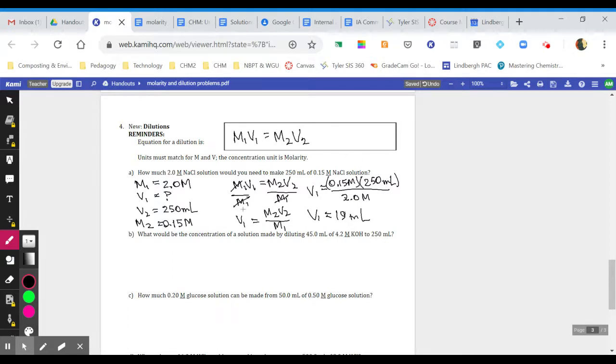So again, these equations are a little familiar, just with a little bit different units, but it looks a lot like the calculations we did in gas laws.